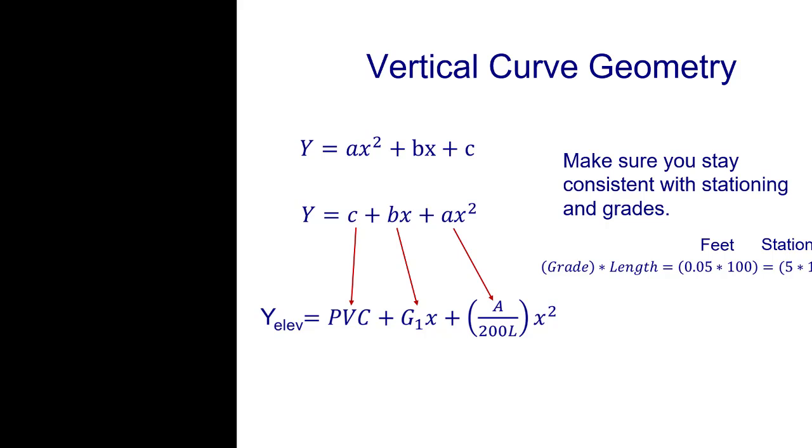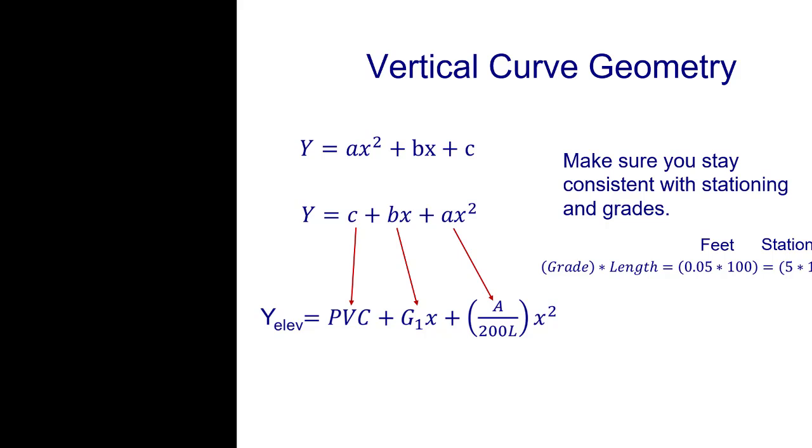The vertical curve geometry equals y equals ax squared plus bx plus c. When you rearrange that, you can see that y equals c plus bx plus ax squared, where y is the elevation, c is the PVC or the point of vertical curve, bx is g1x, and ax squared equals a over 200L x squared. Make sure you stay consistent with stationing and grades.